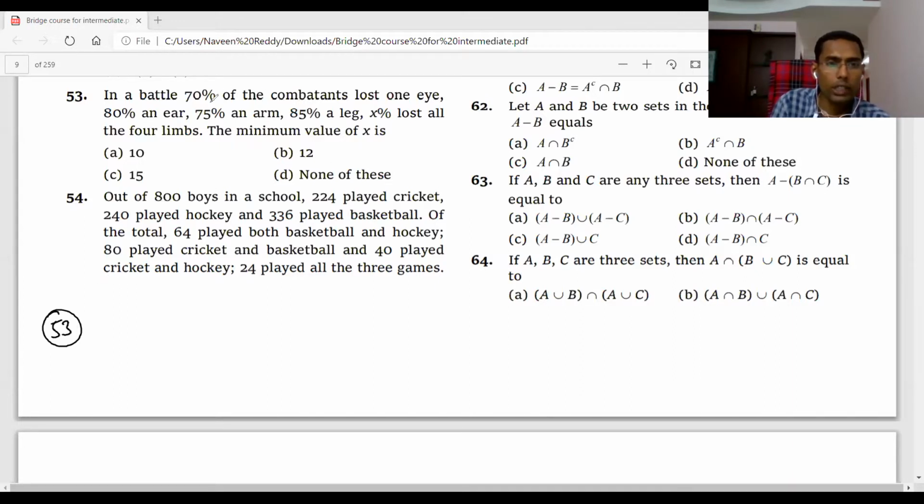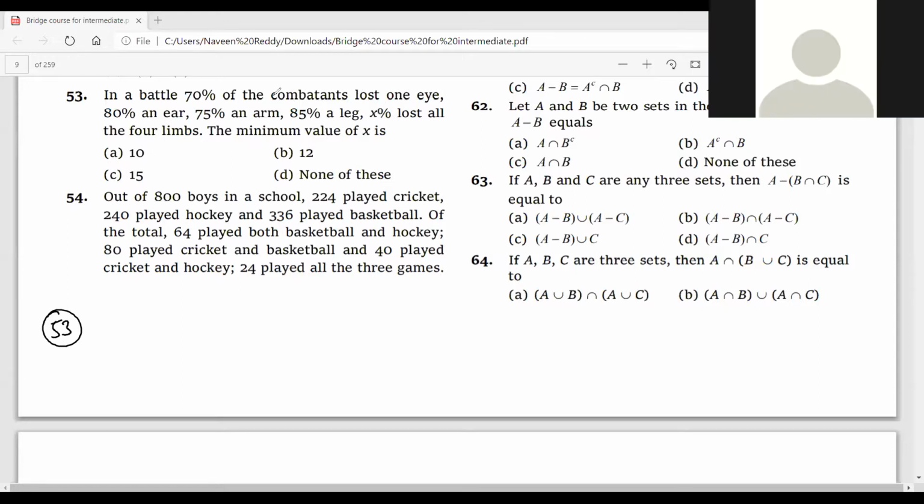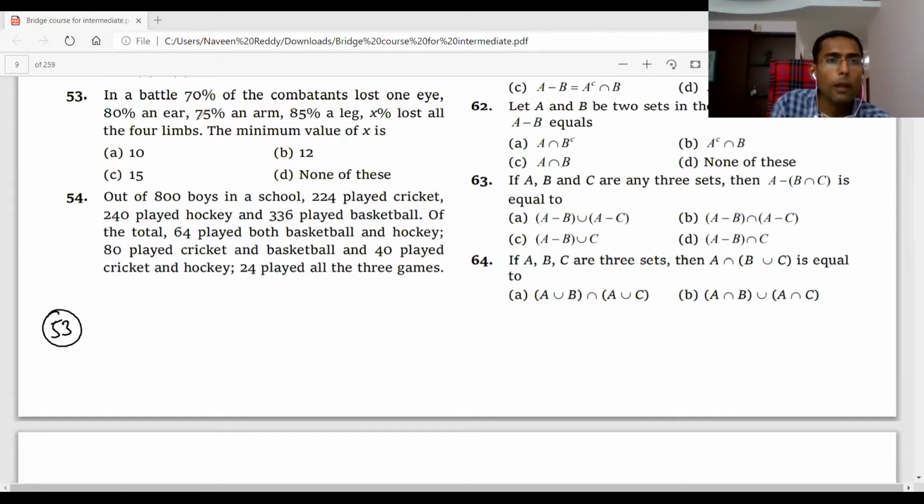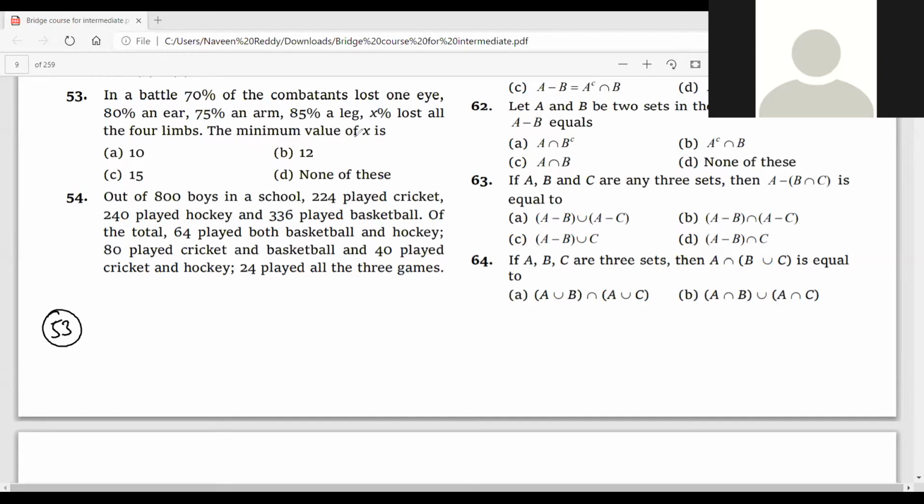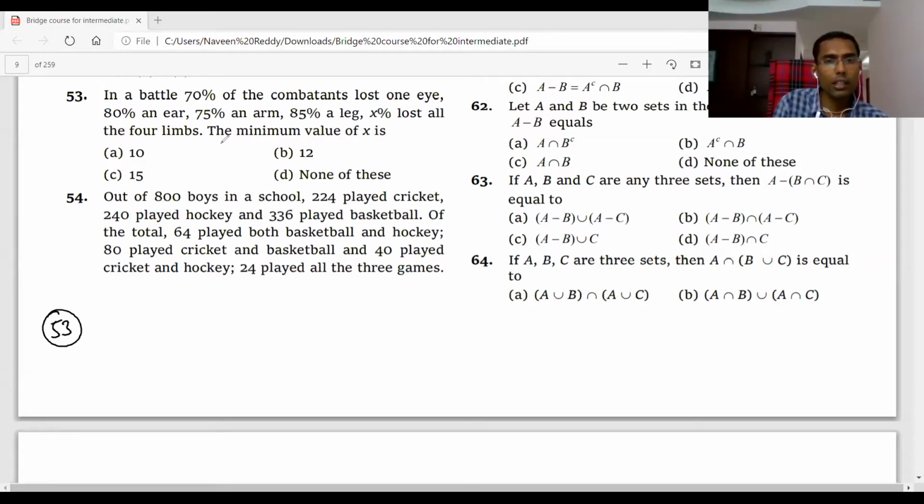So here actually we are taking A, B, C, that means 3 sets only. But if you see here, 70% of the combatants lost one eye, that means soldiers lost one eye. And here 80% one ear, 75% an arm, 80% a leg, X% lost all the 4 limbs. Then the minimum value of X is what is asked. So here 4 sets are there: 1, 2, 3, 4 sets.